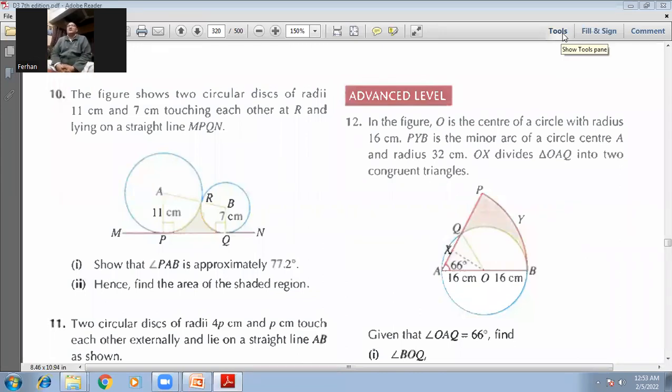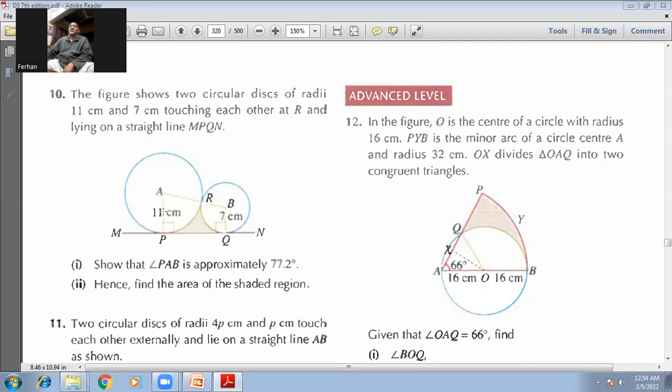So you can see question number 10 is showing up on your screen. It says the figure shows two circular discs of radii 11 centimeter and 7 centimeter touching each other at R and lying on a straight line MPQN. So they are talking about this straight line MPQN. Here we have two circles touching each other. This big circle, circle A, whose center is A. This small circle, whose center is B. At the point R, they are touching each other. The radius of the big circle is 11 centimeter, and the radius of the small circle is 7 centimeter.